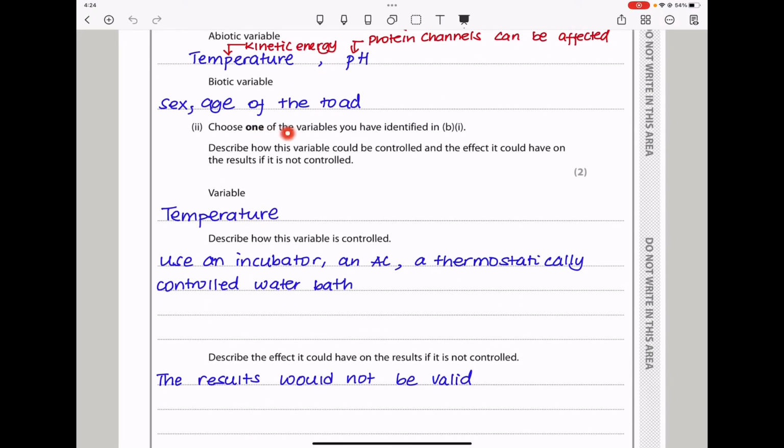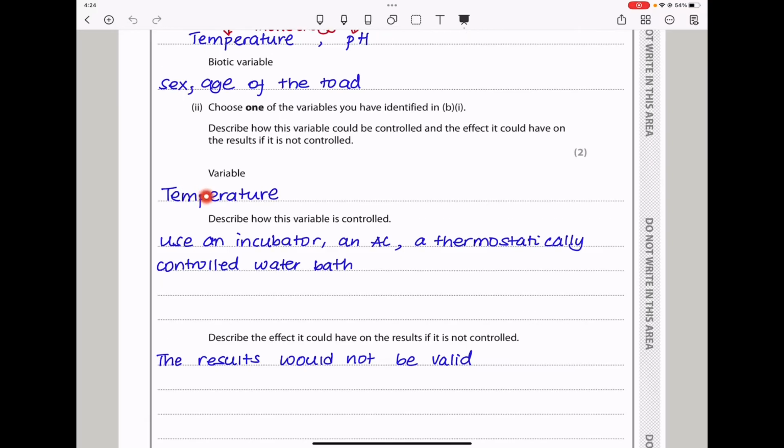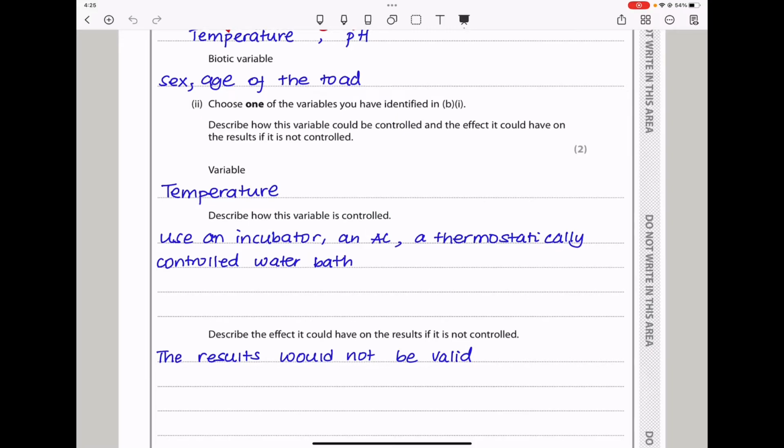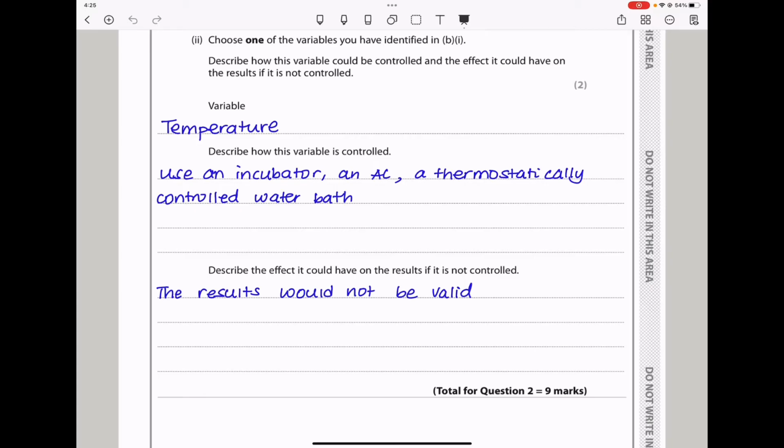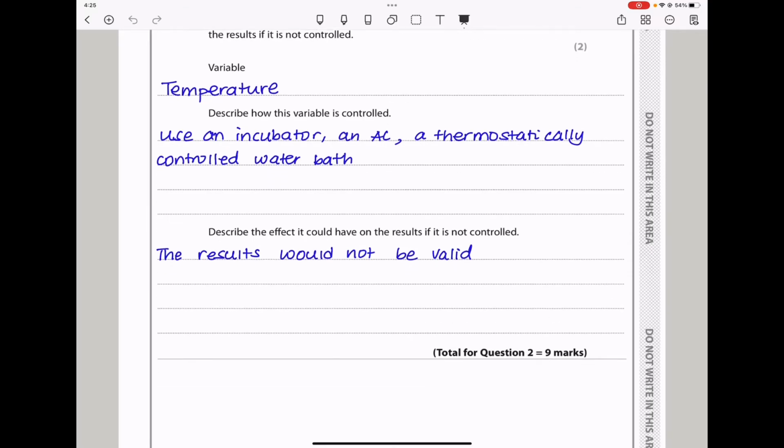Here they say choose one of the variables you have identified. Describe how this variable could be controlled and the effect it could have on the results if it's not controlled. The variable I chose was temperature, and we can control this using an incubator, or you could use an air conditioner or a thermostatically controlled water bath. And if this is not controlled, the results will not be valid. So this brings us to the end of question 2. Let's continue to question 3.